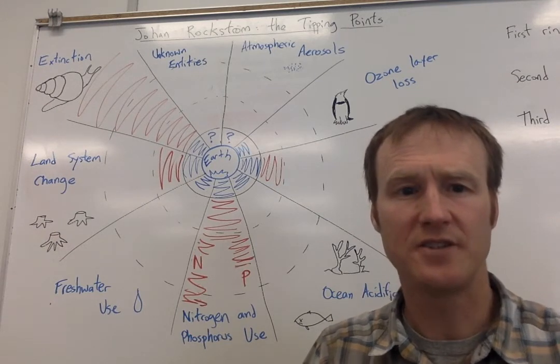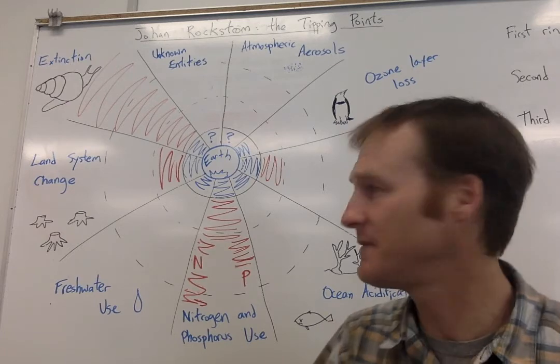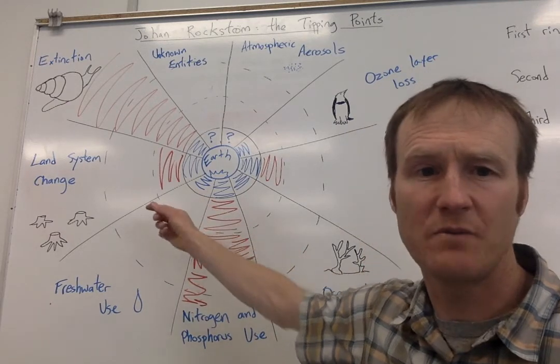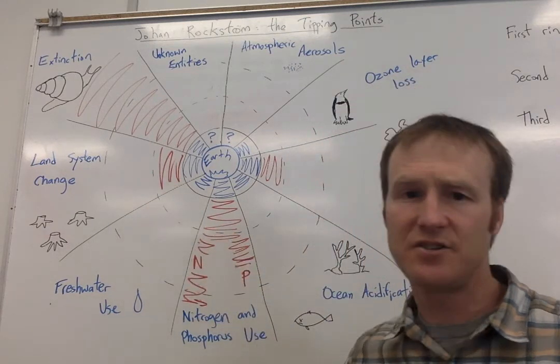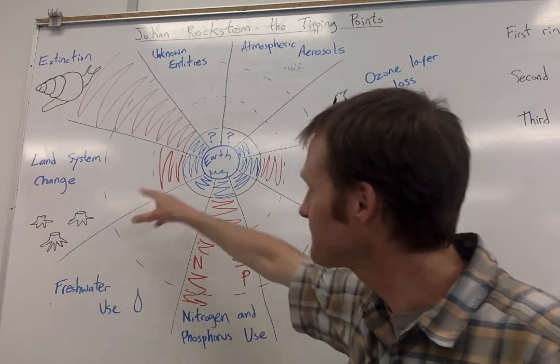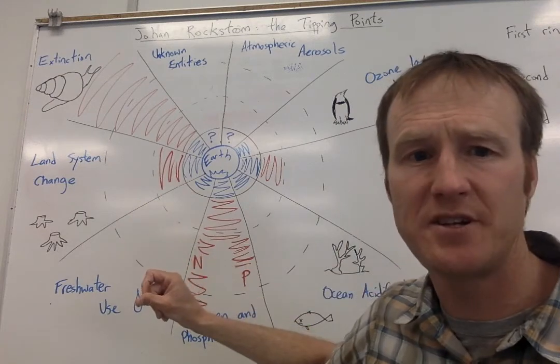Fresh water is not evenly distributed on the surface of the earth. We're in a safe zone globally, not so locally. Land system change is a huge one. And, of course, it drives a lot of the other problems we're seeing here.